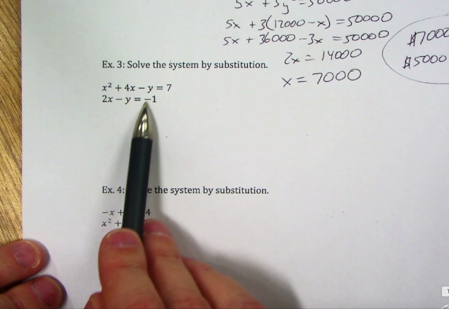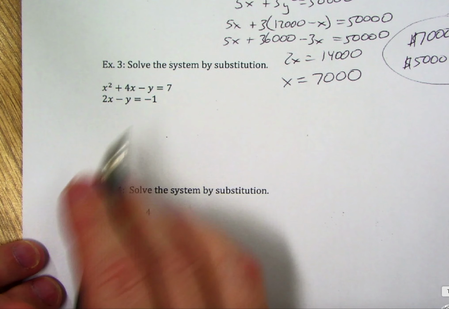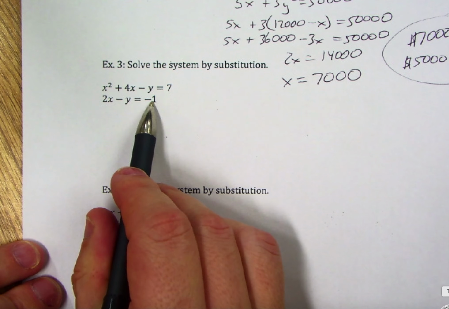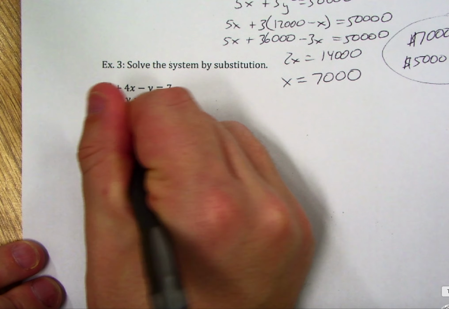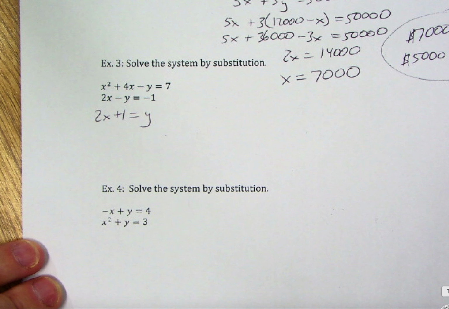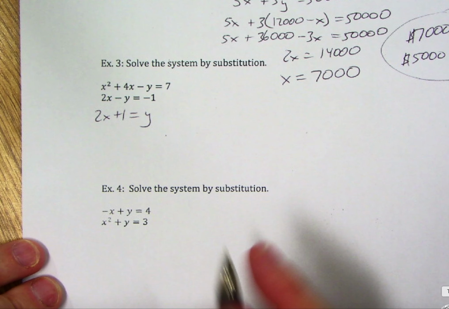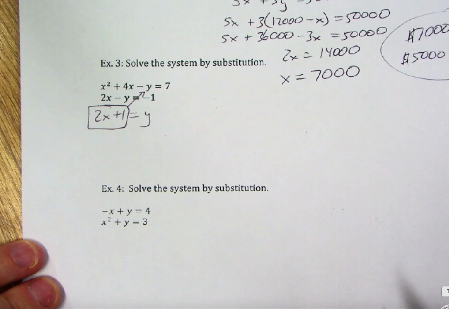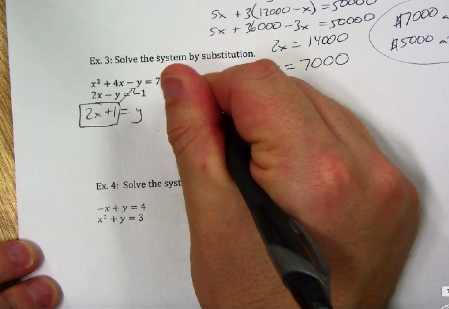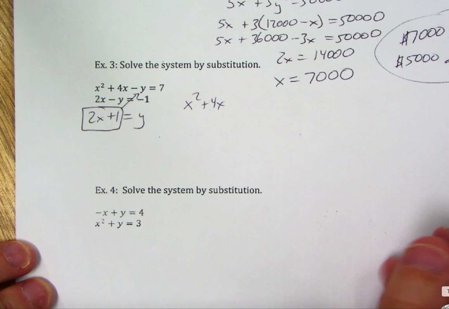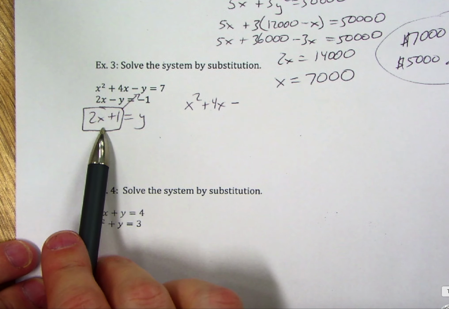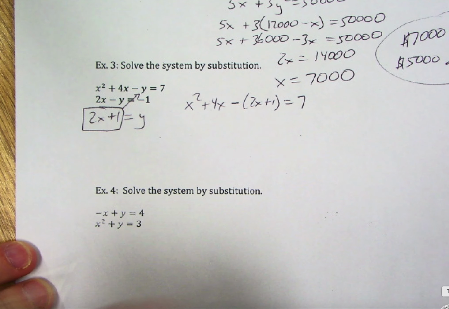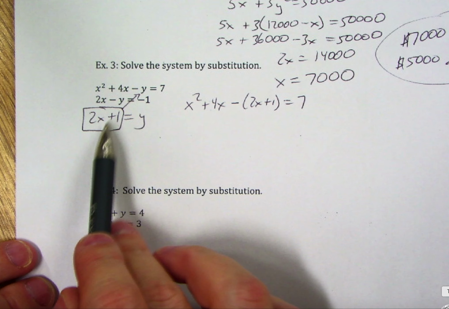And then just add 1 over to the left. So instead of, again, subtracting 2x and dividing, I just add the y over, and now it's positive, but I have to add the 1 to the left. So 2x plus 1 equals y. Just a little tip. Now I'm going to take what y equals and plug it in for y in the top equation. So x squared plus 4x minus, and then I have to put 2x plus 1 in parentheses, equals 7. All I did was replace y with what y equals.